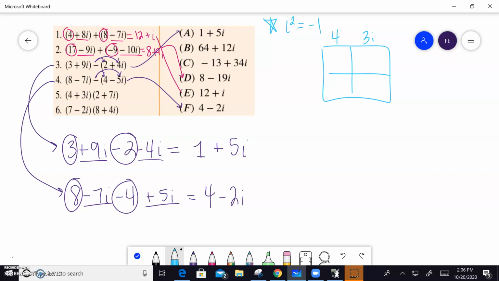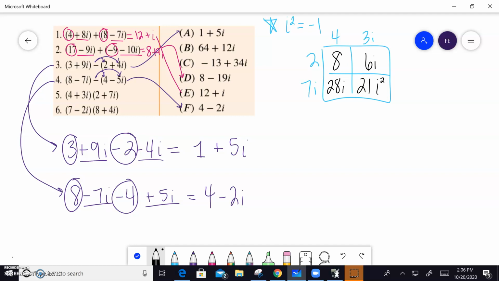So for number 5, I am going to do 4 and 3i. Again, it doesn't matter which side I put them on as long as I keep them together. And I'm going to multiply to get the insides of my box. 2 times 4 is 8. 2 times 3i is 6i. Where they intersect, 4 times 7i is 28i. 3i times 7i will give me an i squared, very similar to saying x times x. You treat i just like a variable. And 3 times 7 is 21.